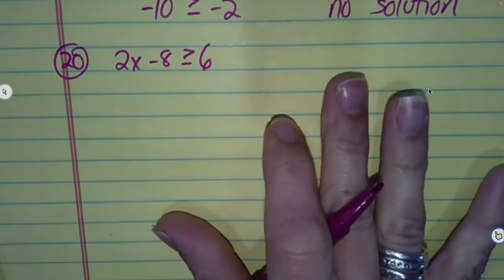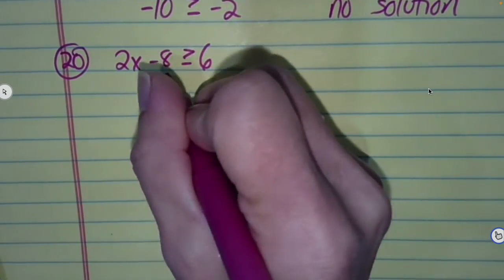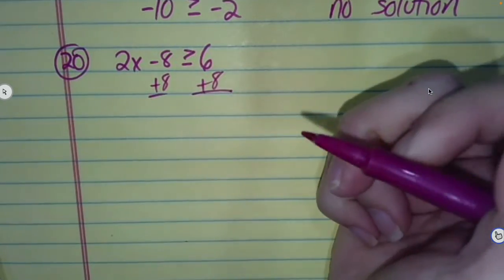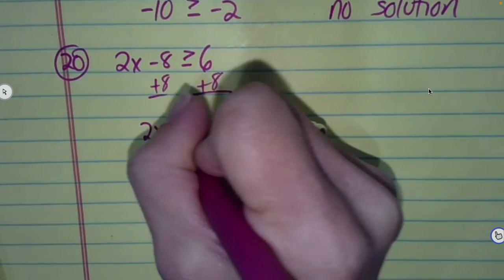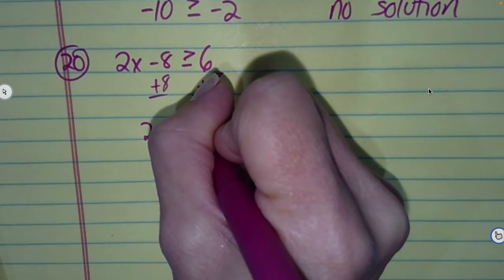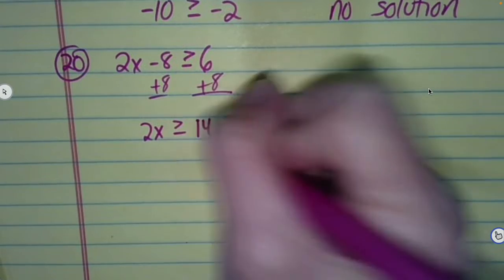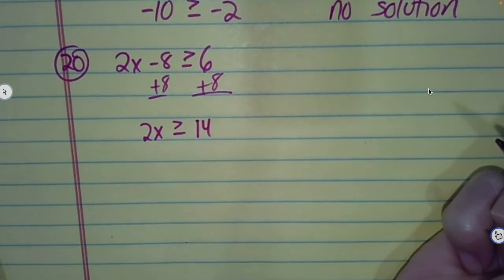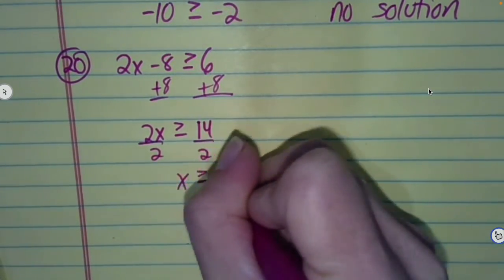2x minus 8 greater than or equal to 6. Y'all, it's the same thing we've been doing. We're going to solve it. They just write the answers different. But let me solve it like normal. What would I do? I would add 8 to both sides. Y'all should be getting really good at this solving as much as we've done. 2x greater than or equal to, what's 8 plus 6? 8 plus 6. They're both positive. 14. Then what do we do? Divide by 2. So x is greater than or equal to 7.